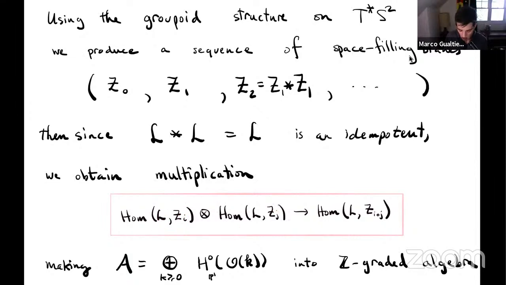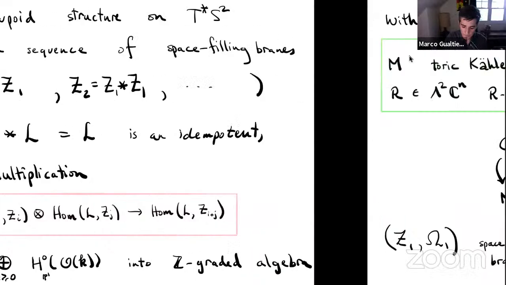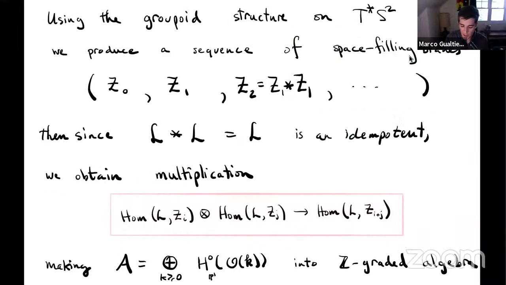Okay, and this gives us an algebra structure on this sum of holomorphic sections, which turns it into a Z-graded algebra, which is the homogeneous coordinate ring of P1, as you would have expected. So what we've done is to express this Z-graded algebra in a way that makes use of the groupoid structure of T star S2.